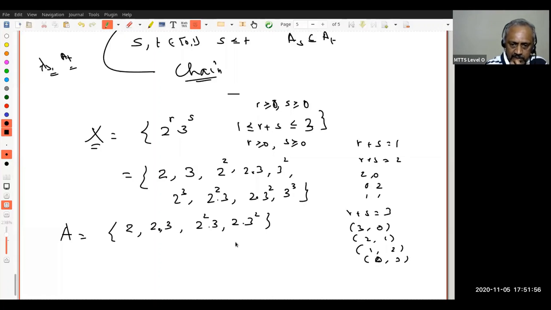Take any two elements. You have to say one divides the other. That's very clear. Take, for example, 2, 3, and 2. So this divides, 2 into this divides. Therefore, this is partially ordered. This is a totally ordered set. You follow that? And another thing, call this A1, call this A2.